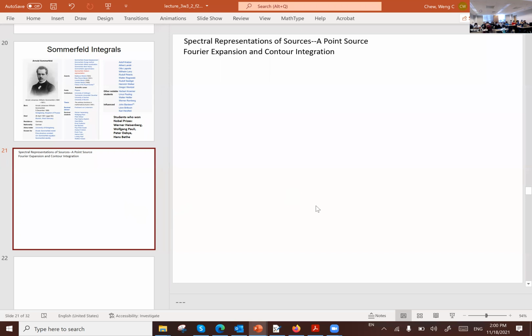So let's look at the mathematics behind the point source. If you have a point source, how do we solve this problem in closed form? We know that a point source generates a spherical wave. That is what we know. And it generates a spherical wave in closed form.